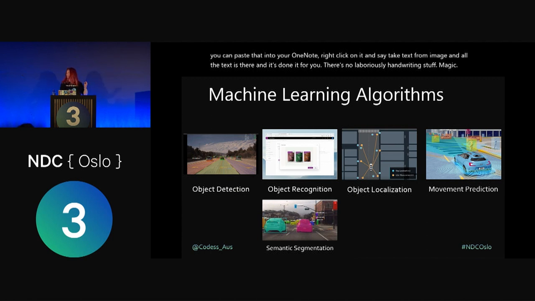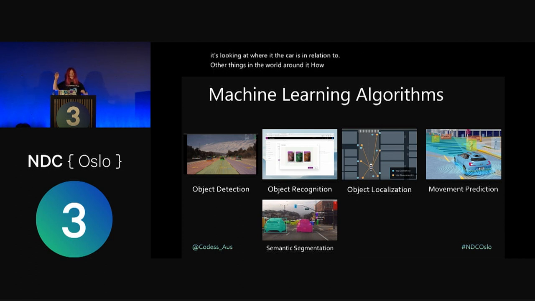These are the ones specifically that we'd be using for obstacle avoidance in cars. So we'll be using object detection. You see those bounding boxes there, but also you can see underneath what the semantic segmentation looks like for a self-driving car. You have object recognition, where it will classify what the different things are. Object localization, I haven't mentioned, but it's looking at where the car is in relation to other things in the world around it: how far it is from different things, what it is close to. And movement prediction is where it is looking for what that cyclist is likely to do, what that car is likely to do, what that pedestrian is likely to do.